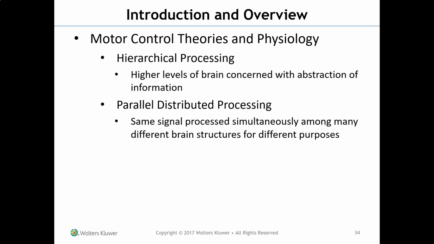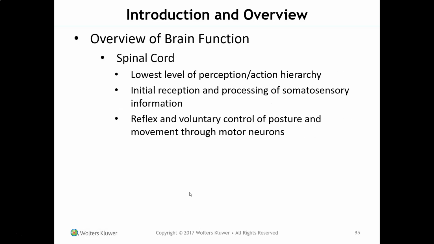So depending on where the damage is, we have to understand where the patient is coming from. Do they have damage from a hierarchical processing? Do they have damage to the higher levels of the brain concerned with abstraction of the information? Or do they have difficulty with parallel distributed processing, which is the same signal processed simultaneously? So if one section of the brain doesn't work, is there another section of the brain that can compensate and take over? So those are some good things that we would be able to understand.